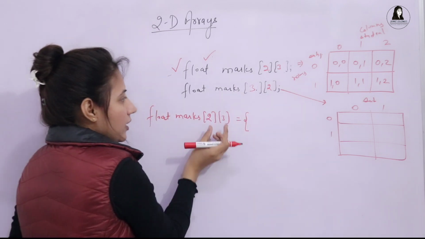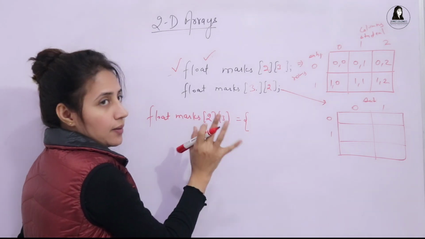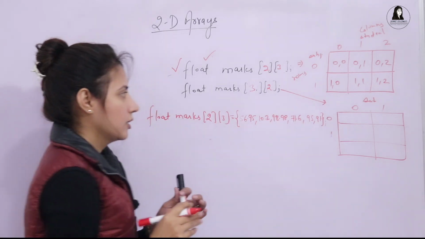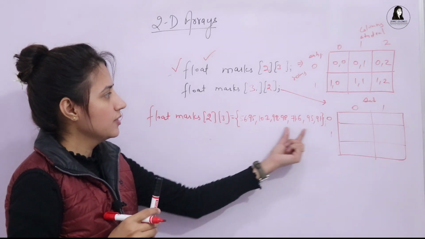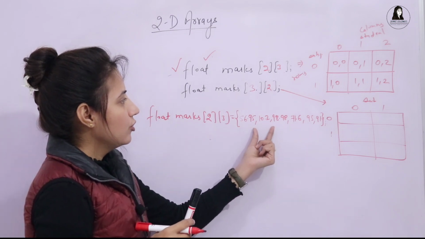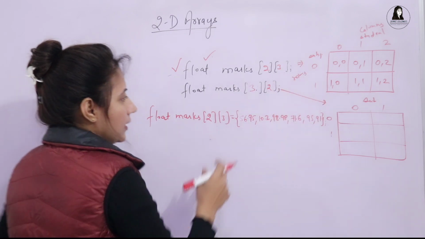So first way: how many elements can we store? 3 into 2, 6 elements. So just give 6 elements, just give the marks. 6 elements we can store, just give 6 marks. So how is this going to be stored in memory?